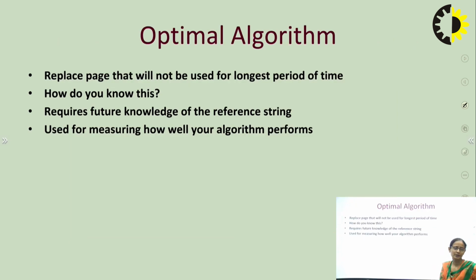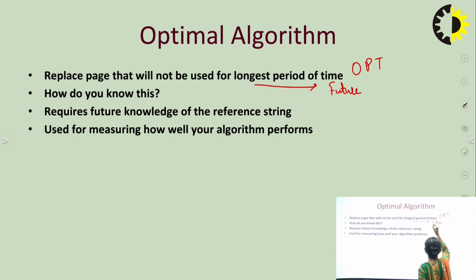Another algorithm, the second algorithm, is the optimal algorithm. It is also known by the name OPT algorithm. What this algorithm does is replace the page that will not be used for the longest period of time. That is, it always looks into the future. And if a particular page is to be used after the longest period of time, we will select that page as the victim page.